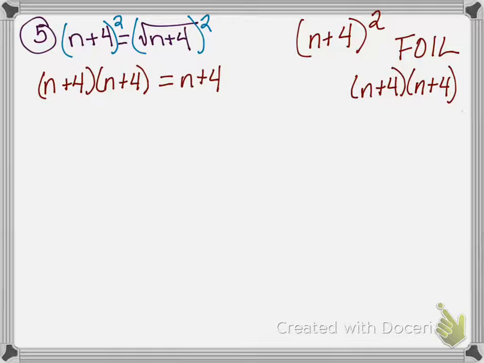Okay, so now I've got n times n is n squared. N times 4 is 4n. 4 times n is also 4n, and 4 times 4 is 16.